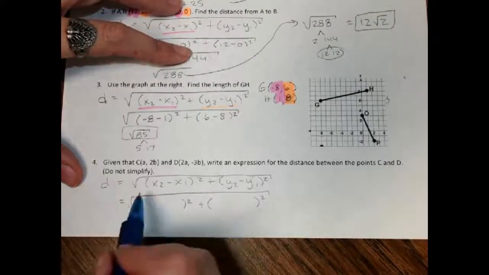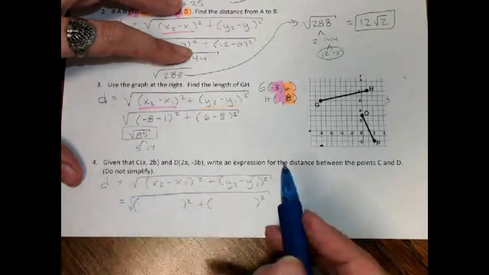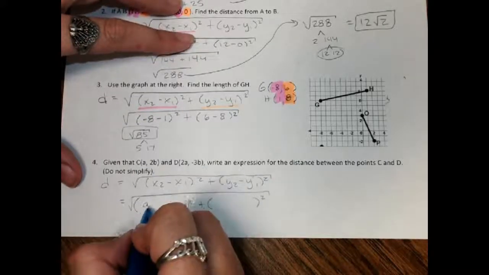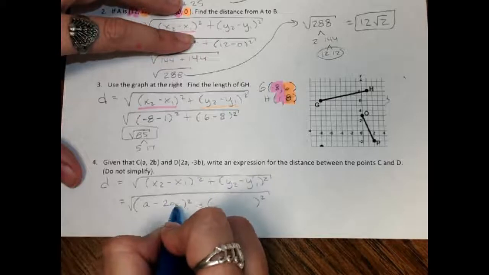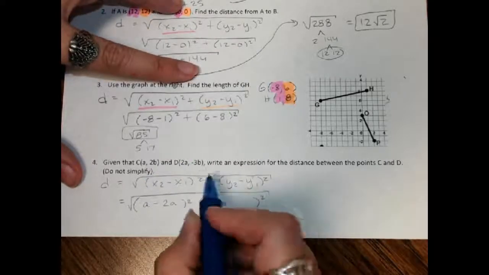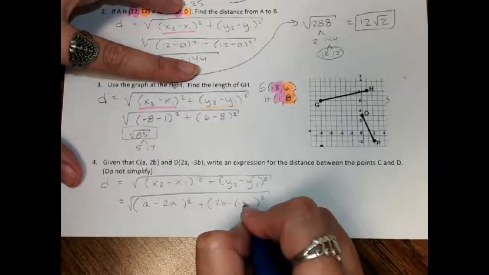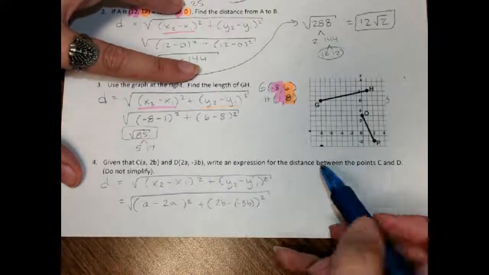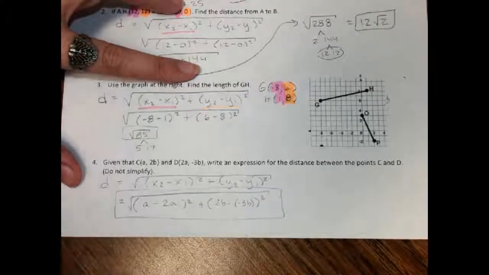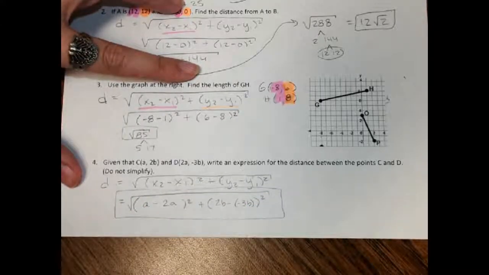So I just wrote the formula down from up here, and then we're just going to plug in our stuff. What are our two x's? Well, it's a and 2a, and our y's are 2b minus -3b. And it even says do not simplify. That's the whole answer. These are so easy that this should be the easiest question on the test.